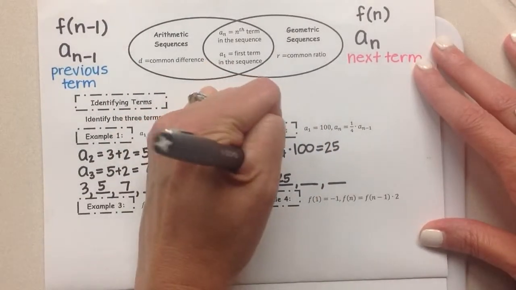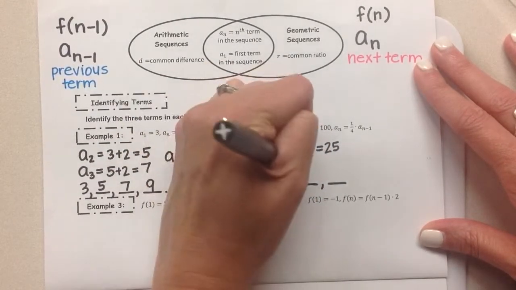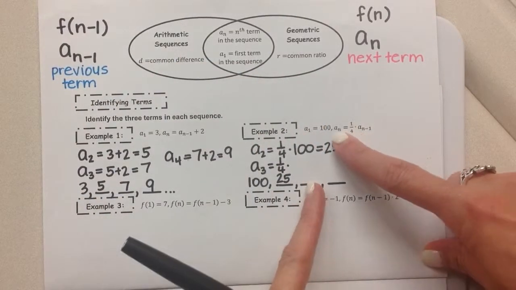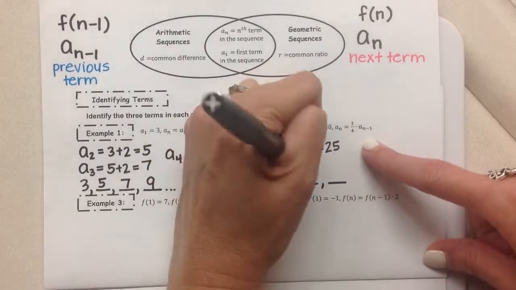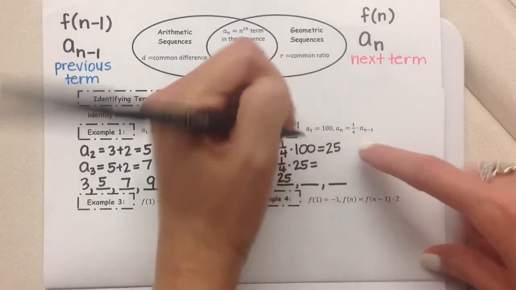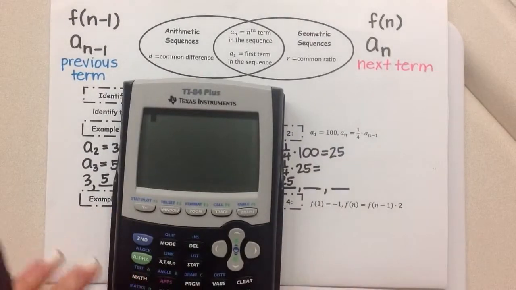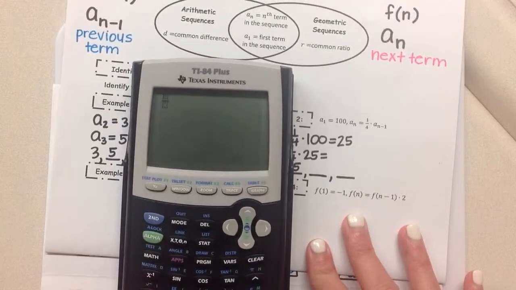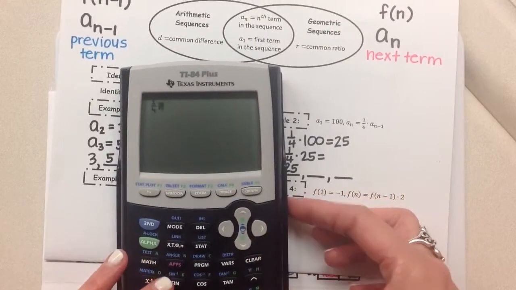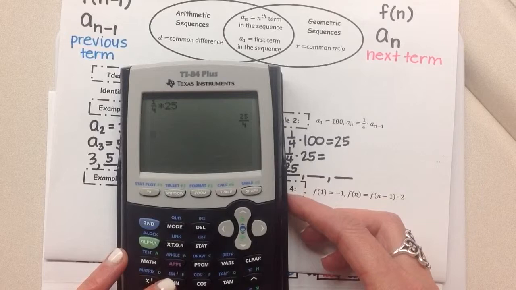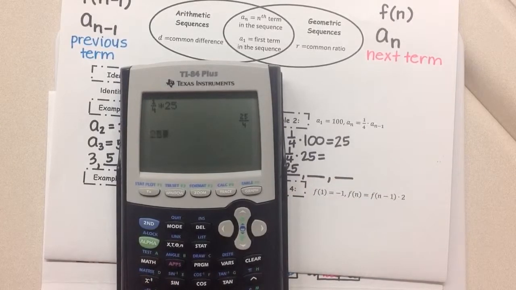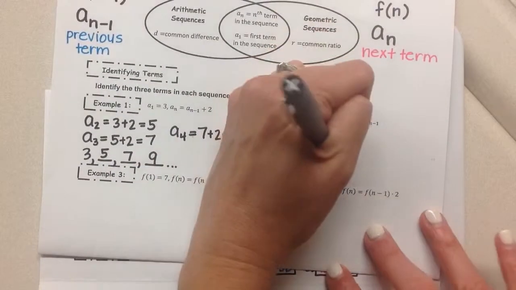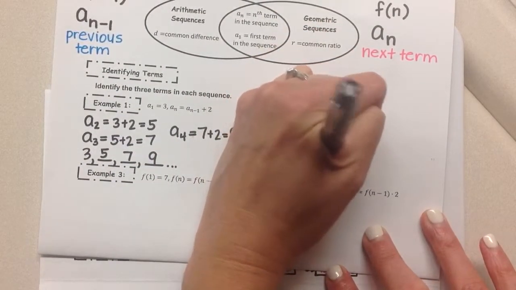All right, now I want to find the third number in the list, a sub 3. So I'm going to do it again. I'm going to do 1/4 times the number before it, 25. All right, so what's 1/4 of 25? 1/4 times 25 gives me 25/4. If I want to figure out what that is as a decimal, that is equal to 6.25. I'm going to keep it as a fraction, 25/4.